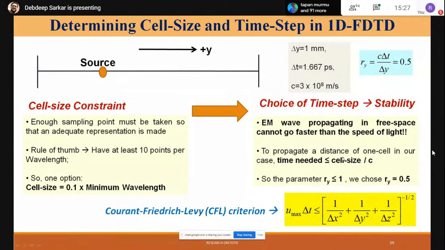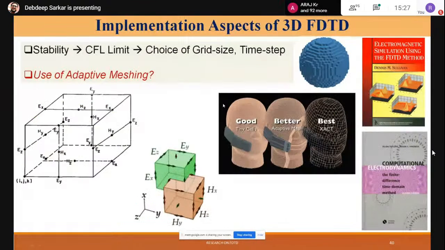In general, you can go into the books for the general theory. There is this Courant-Friedrichs-Lewy (CFL) criterion, where if u max is your maximum phase velocity, then delta t is constrained by this particular equation. I am talking about 3D here; for 1D we only had this delta y, but for 3D we have delta x, delta y, and delta z. So this is the constraining condition.